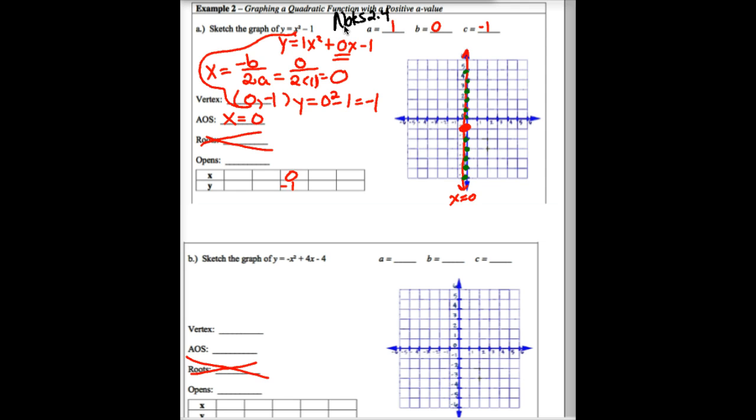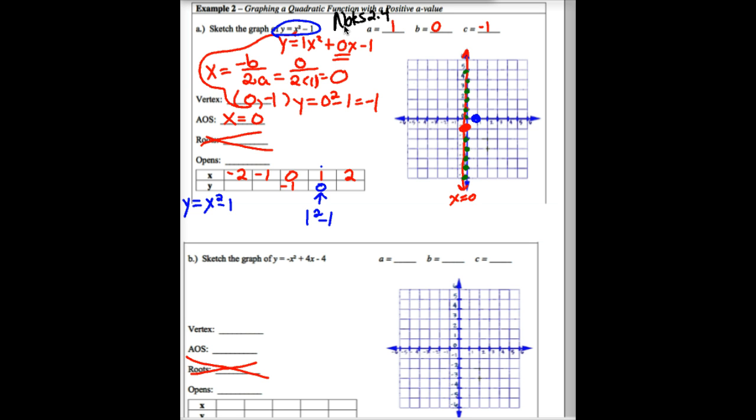And then to graph it, we need some more points. So I like to head to the right of the vertex, and then I reflect them over to get the answers to the left of the vertex, because of that axis of symmetry right there. So I rewrite my equation, y is equal to x squared minus 1. And for this, I'm putting a 1 in for x. So my y will equal 1 squared minus 1, which is 0.